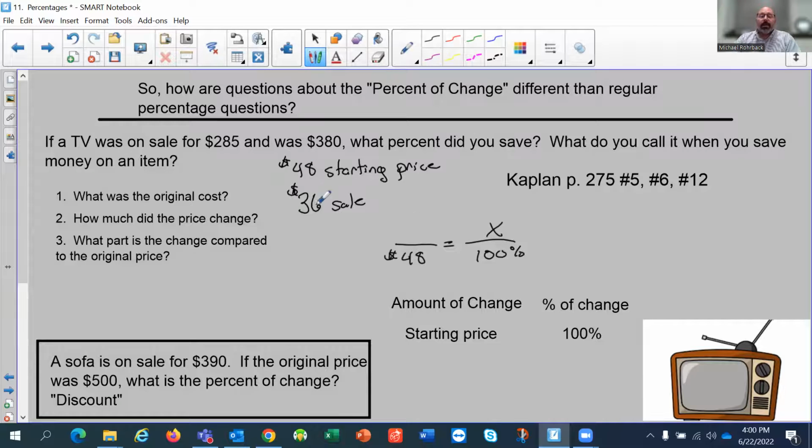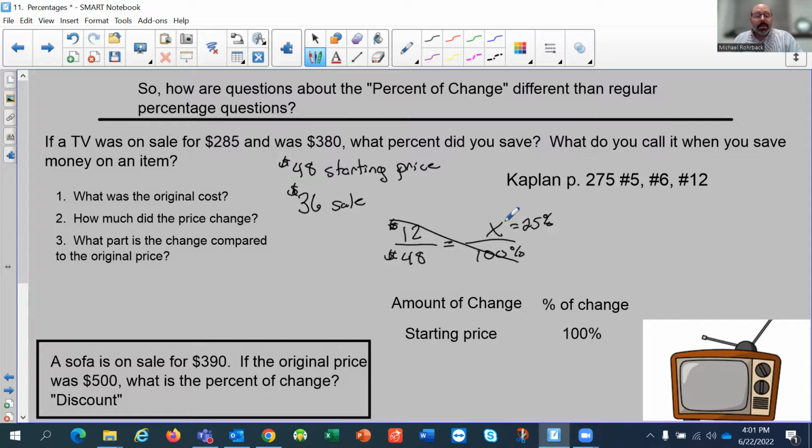And it went from 48 to 36. That is a $12 change. So 12 is what you're putting up here. You might already be able to know 12 out of 48 is what percent if you're good at your multiplication tables. But either way, 12 times 100 divided by 48. 12 times 100 is 1200 divided by 48 is 25%. It went down 25% or it was 25% off.